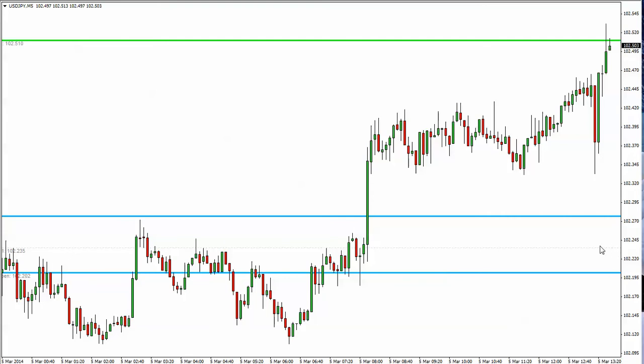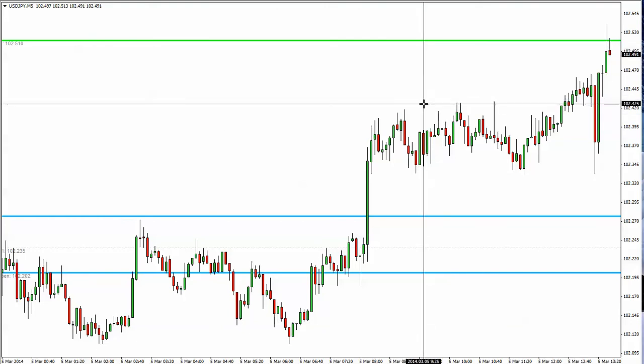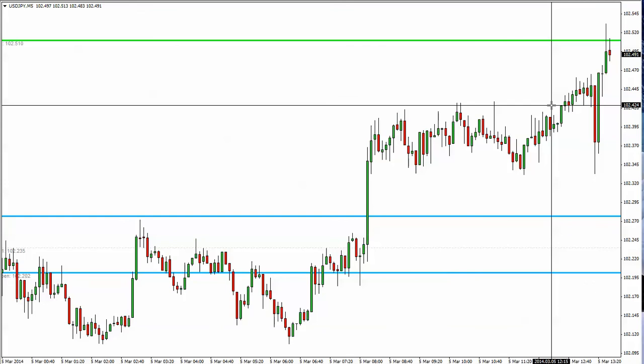Let's switch to the charts right now and let's take a look at the major currency pairs for today. We're going to start with the euro dollar. We can see the price action right now testing the 102.50 level into the dollar yen currency pair, and this is a 15-minute chart. You could see how the price has been consolidating ahead of the economic release.